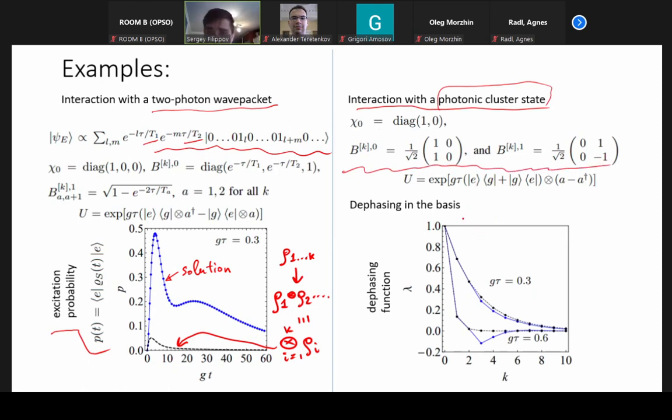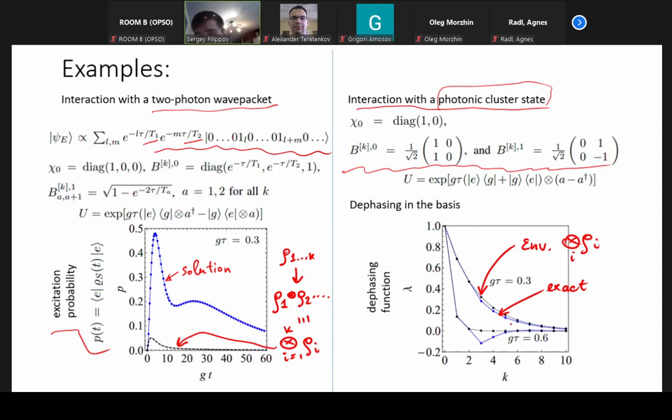And here you see also two situations. The blue curve shows us the exact solution, when correlations are taken into account. And the black curve shows us the disregard of correlations, so when the environment is given by the tensor product of individual modes.